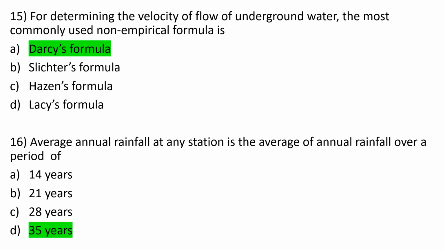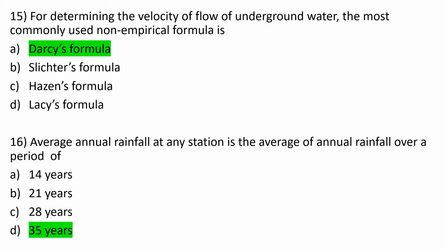Question number 15. For determining the velocity of flow of underground water, the most commonly used non-empirical formula is, we have four options. A, Darcy's formula, B, Schlichter's formula, C, Hazen's formula, and D, Lacey's formula. So usually we are using Darcy's formula for finding out the velocity of underground water. So the answer is A, Darcy's formula.